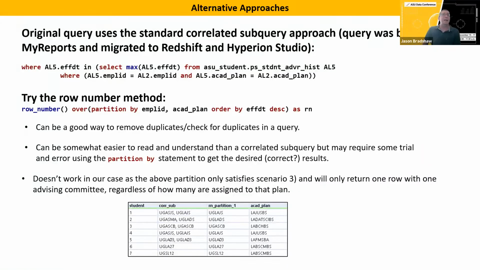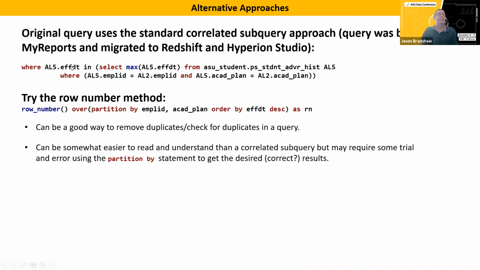However, let me go back up here. We sort of set up our row number and our partition similar to the way we're matching on the where clause here in the correlated subquery. This doesn't quite work.